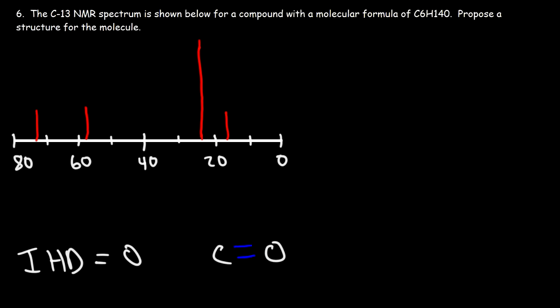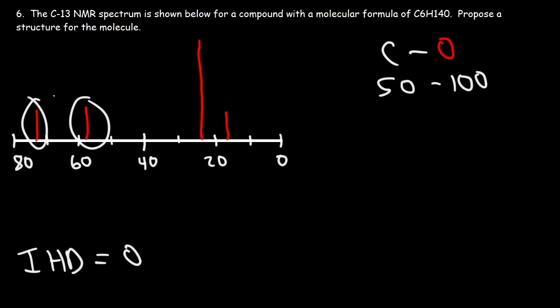So the only other functional groups that contain an oxygen atom are alcohols and ethers. So how do we tell if we have an alcohol or if we have an ether? Because for a C-O bond, the signal will vary between 50 and 100. And notice that we have 2 signals between 50 and 100. So does that mean it's an alcohol or an ether?